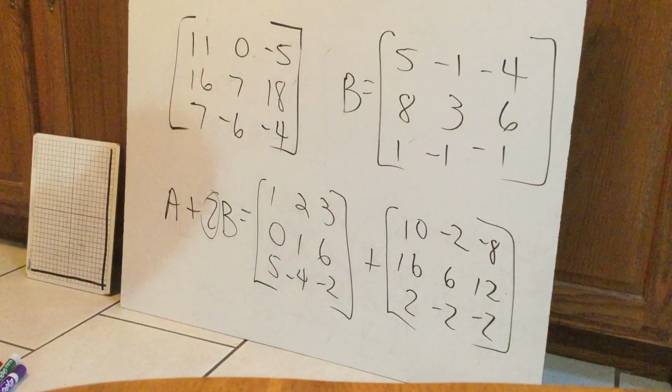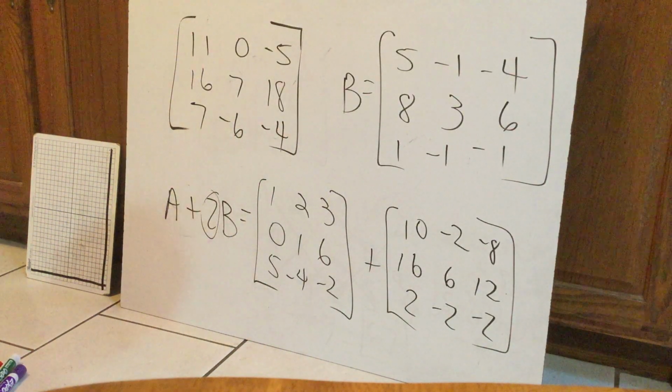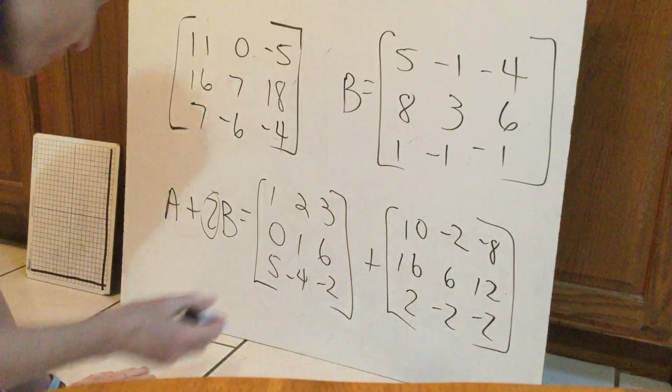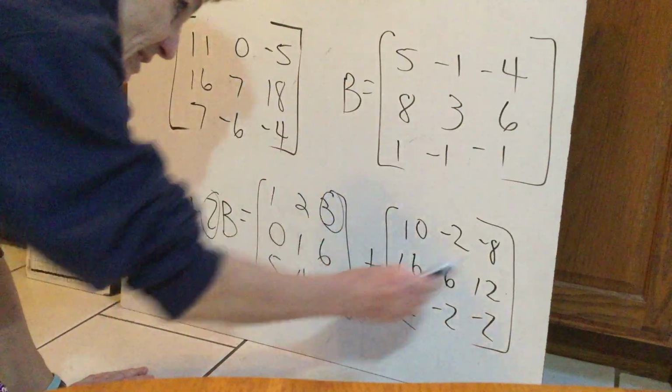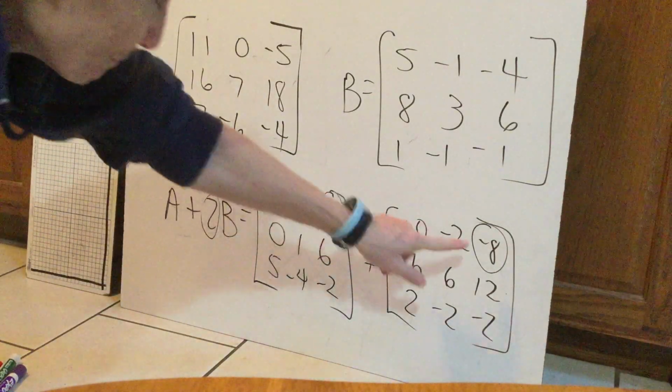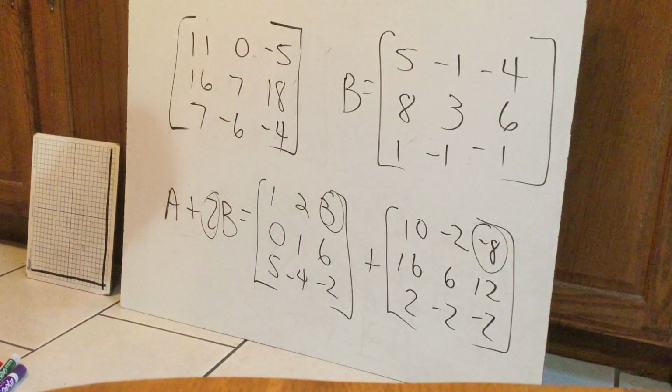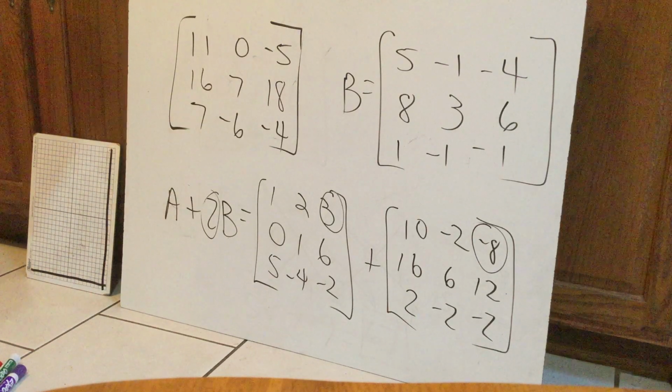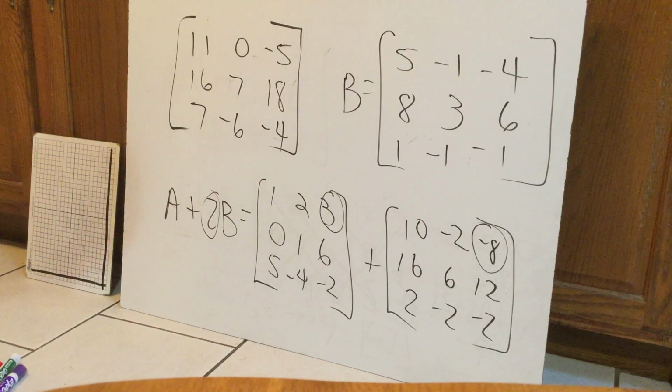Now, hopefully I added right. I'm adding those entry by entry. So for example, to get this number, I added this and this. The entries that are in the same spot in the matrix, I add those together. So I think that looks okay. And there you go. Now we have added those matrices.